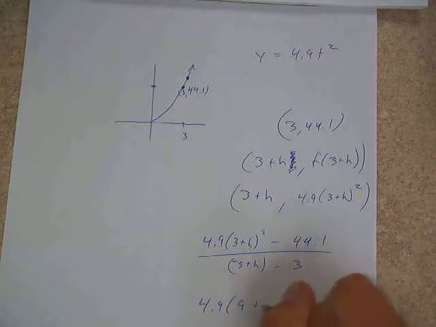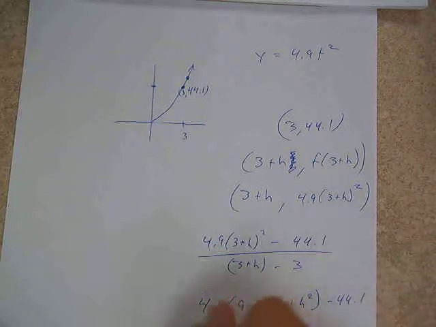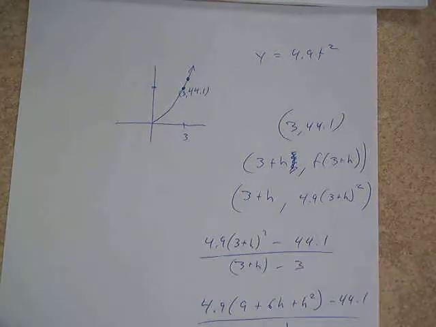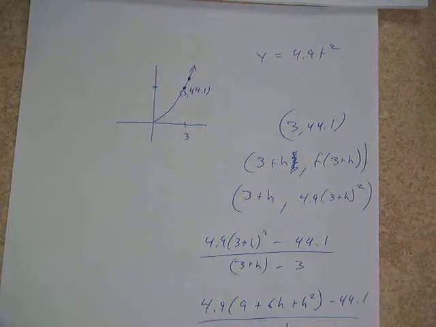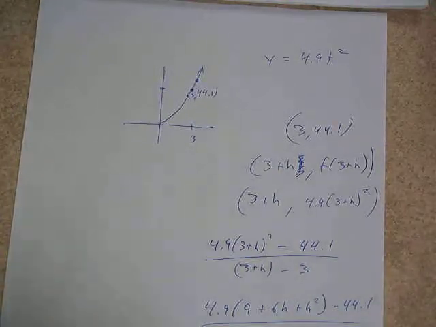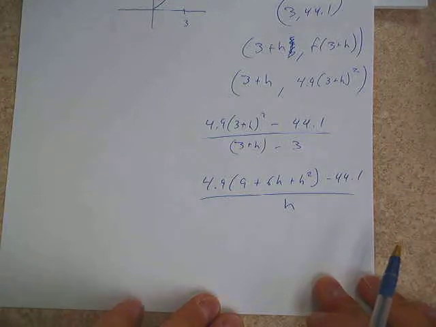Then from there we set up our slope. So 4.9(3 plus h) squared minus 44.1, over (3 plus h) minus 3. We do change in y over change in x, y2 minus y1, divided by x2 minus x1. And let's go ahead and distribute. We'd have 9 plus 6h plus h squared. And on the bottom, once again, we find h.